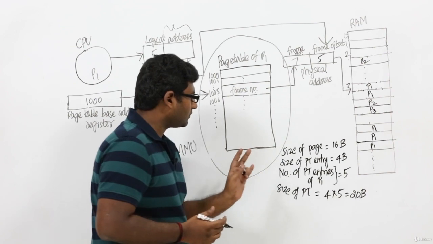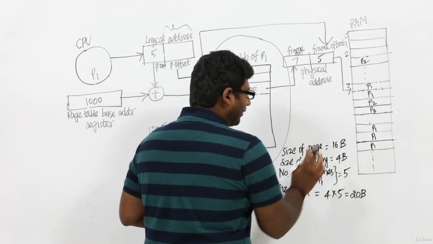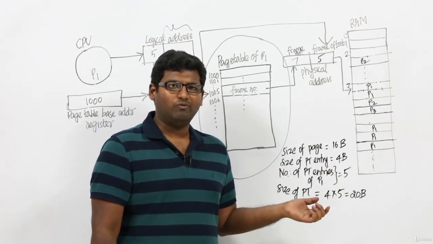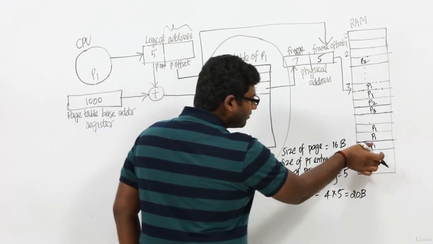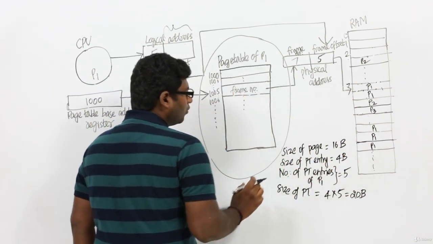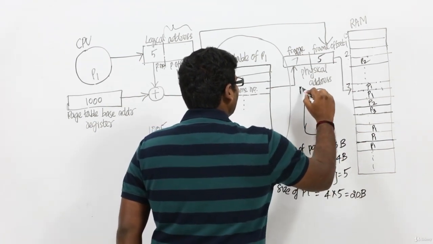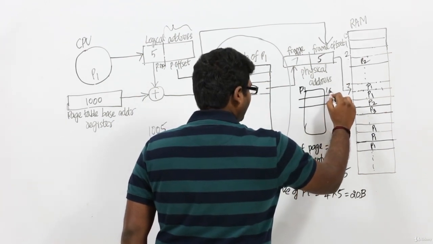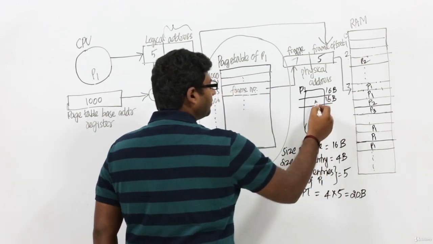Let us assume the size of a single page is 16 bytes. If the size of a page is 16 bytes, then obviously the size of a frame will also be 16 bytes, right? So the size of a single frame is 16 bytes. Also, process P1 will be divided into 16-byte blocks, and we call them pages.